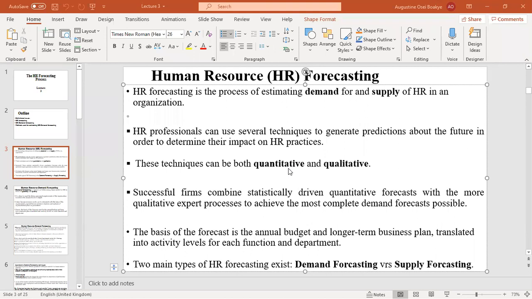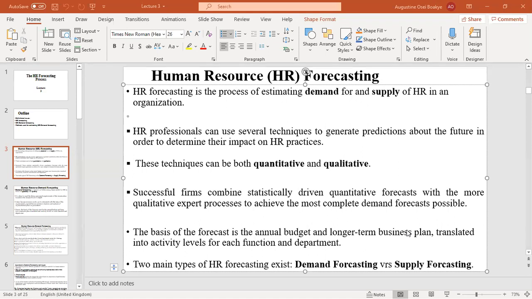Now, the basis of the forecast is the annual budget and long-term business plan translated into activity level for each function and department. Whenever we are making any HR projections, it is always contingent on the financial position. So that is what I mean by the annual budget. How much has been put aside to cater for such futuristic HR needs? And also, in terms of long-term objectives, we are basically referring to the strategic objectives which management or an organization intends to achieve. And usually these objectives are broken down into short-term, medium-term, and long-term objectives, which are further fractionalized for each of the departments to align themselves with.